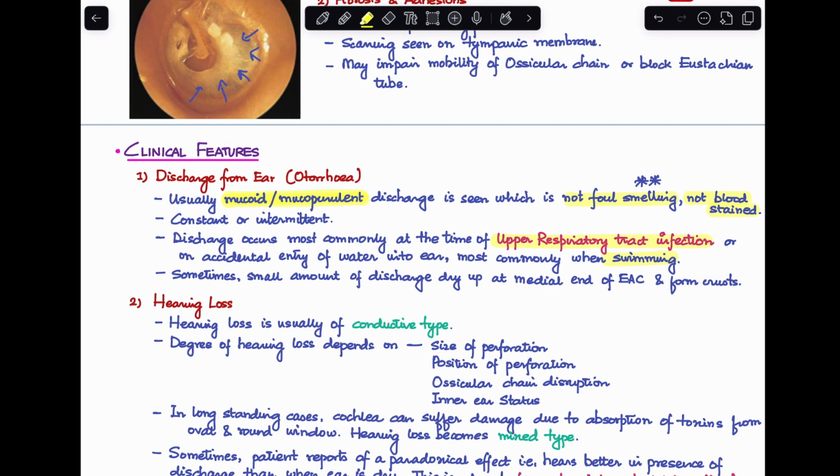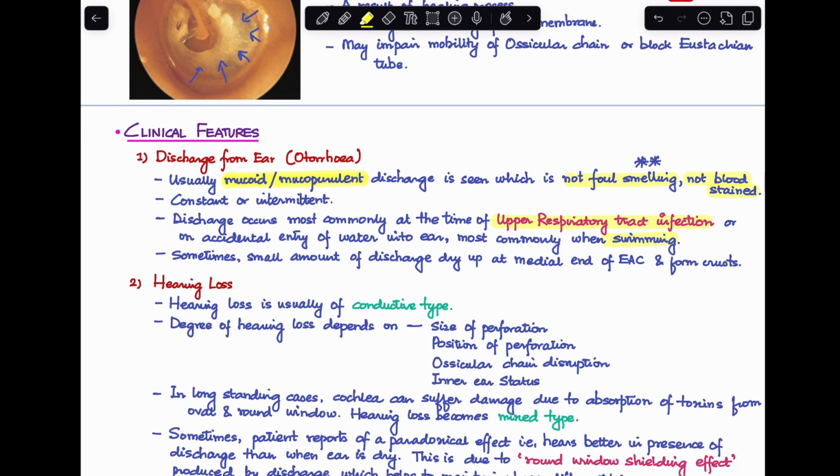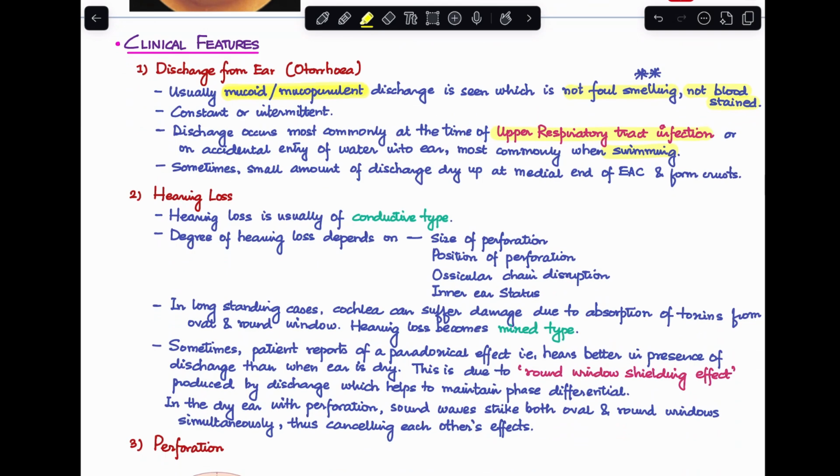Now coming to the clinical features, second is hearing loss. In this case, hearing loss is usually of the conductive type. However, in some situations you can also see that there is a sensorineural element involved, and that is mostly in long-standing cases, where even the cochlea can suffer some damage due to toxin absorption from the oval window and the round window. In that case, the hearing loss becomes the mixed type, but most commonly it is the conductive type.